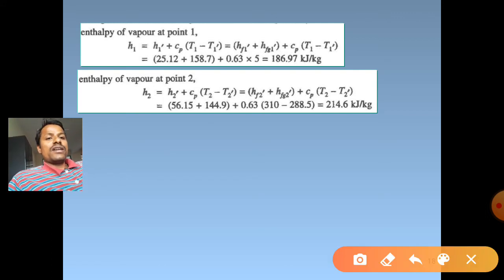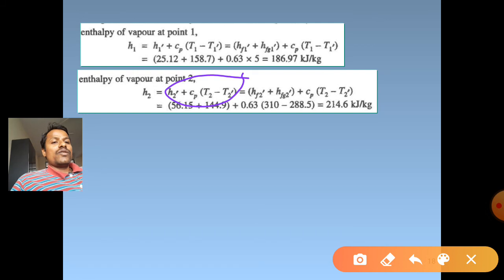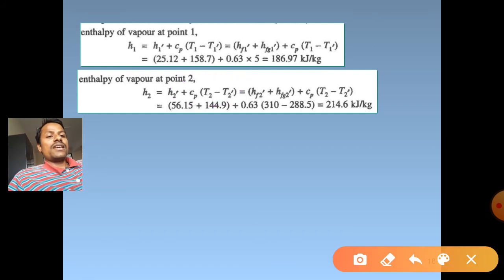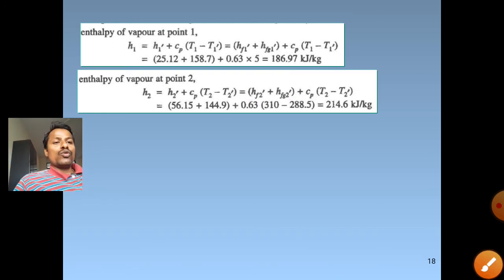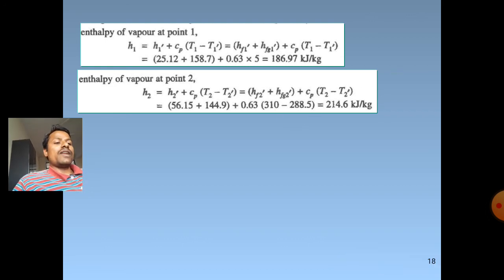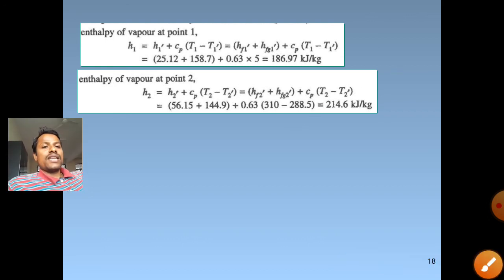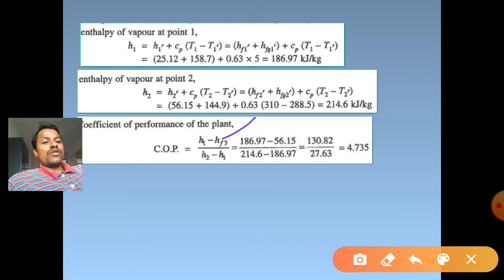Again enthalpy at point 2 we are supposed to calculate, that is H2 dash plus Cp into T2 minus T2 dash, where H2 dash is again HF2 plus HFG2 or HG2. You can note down the value from the data that we have noted down from the table given data, and we substitute the values and we are able to calculate enthalpy at state 2. Coefficient of performance of the plant, substitute the known values and get the COP value.